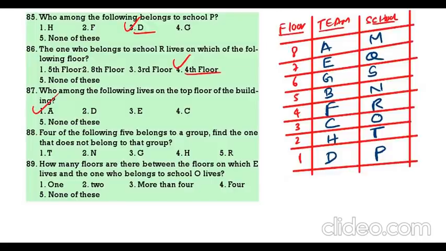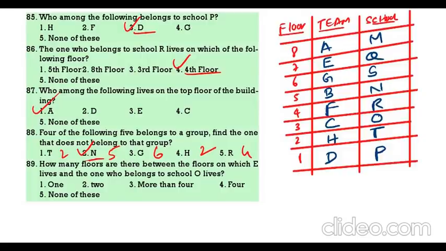A. 4 of the following 5 are alike in a certain way and one is different. Which is the one that does not belong to the group? C. T 2nd, N 5th, G 6th, H 2nd, R 4th. So all are even numbers. N is the odd number.